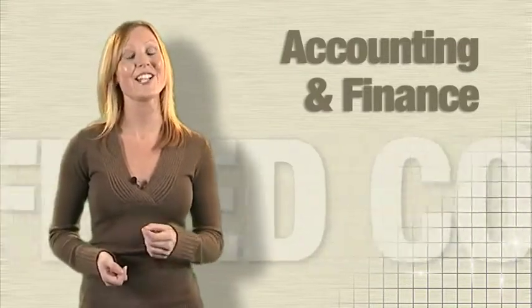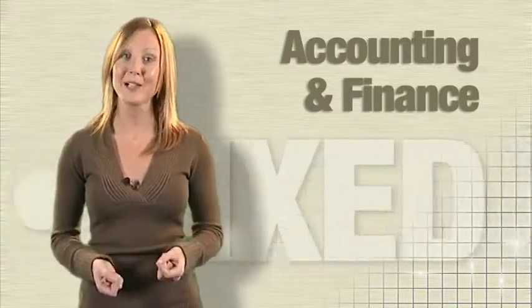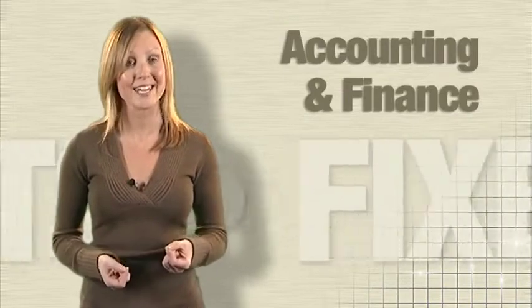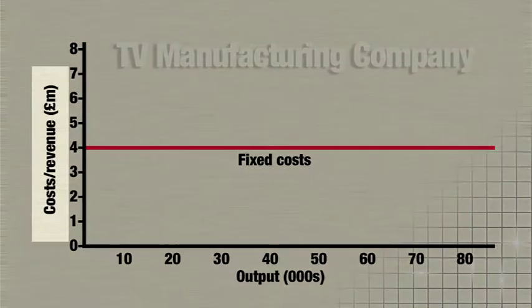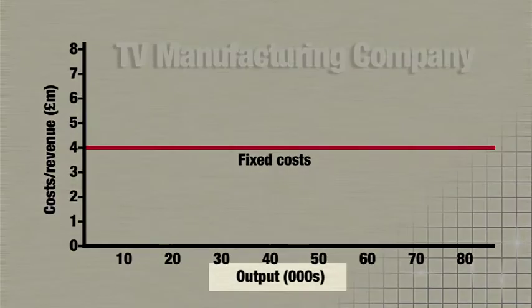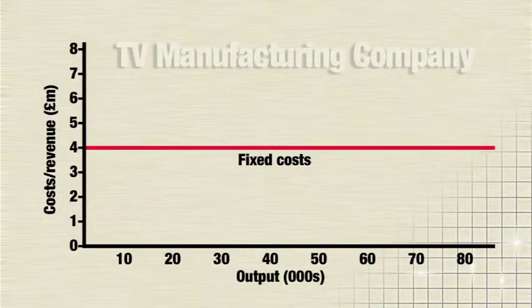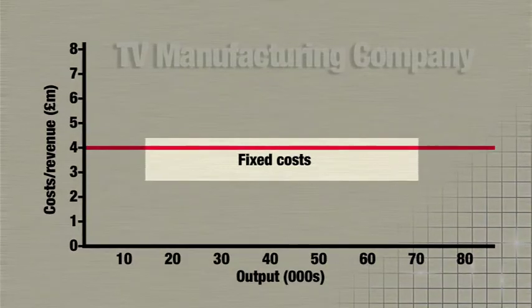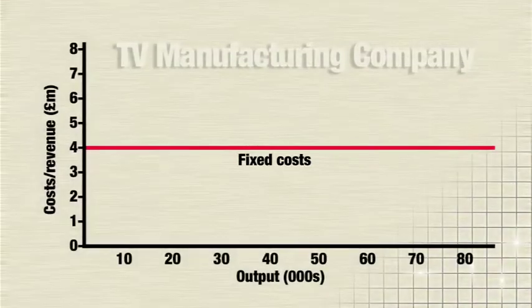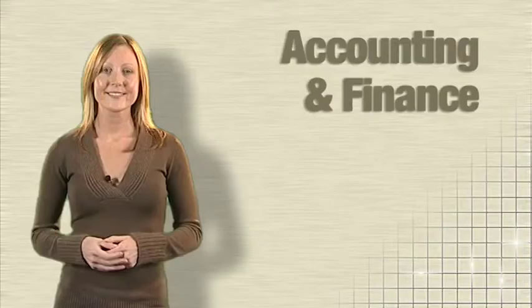We can look at this on a chart. This will help you with understanding break-even. See how the chart shows costs going up here in contrast to output along the bottom axis? You can see that in this case, fixed costs are always £4 million, whatever the firm produces.